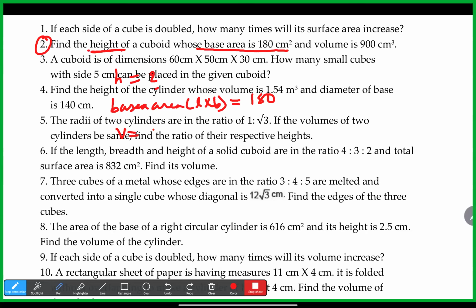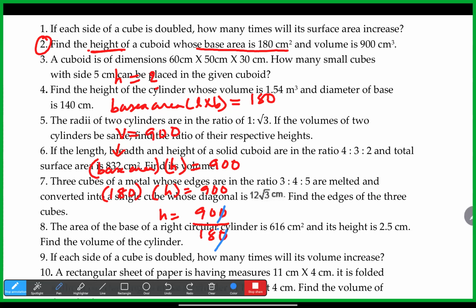So the volume is given as 900. Under volume, I'll write the base area into height. Base area into height is 900. The base area, L into B together, is given as 180. So L and B individually are not required. 180 into height is equal to 900. So H is equal to 900 by 180. 0, 0 cut. 18 ones are 18, 18 fives are 90. If you didn't get the idea, you can cut it using the 6 table or 3 table. Finally, you get the same answer, 5 centimeter.